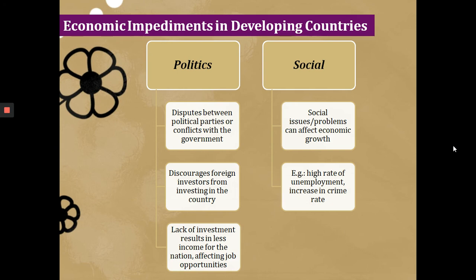Okay. Now the second part is social. Okay, dia bilang social issues ataupun social problems can affect the economic growth. Okay, for example, the issues on high rate of unemployment. Ini pun boleh menyebabkan ekonomi kita tidak berapa bagus because bila unemployment tinggi, so it means that sepatutnya diorang ni boleh bekerja kan, tapi diorang tidak mau bekerja. Mungkin ada faktor-faktor tertentu lah yang menyebabkan diorang tidak mau bekerja. So maksudnya diorang tidak boleh menyumbang kepada ekonomi.